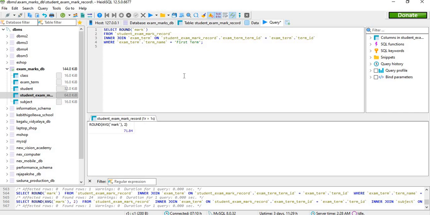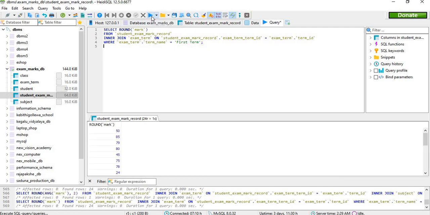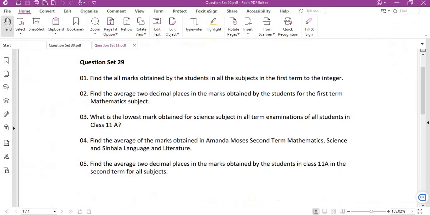Here I have inner join the exam term table, and because I have given the condition term name equals first term. So we will execute this query statement and see the result. So the results are all in the type integer, no decimal place marks. So we will move on to the next requirement.